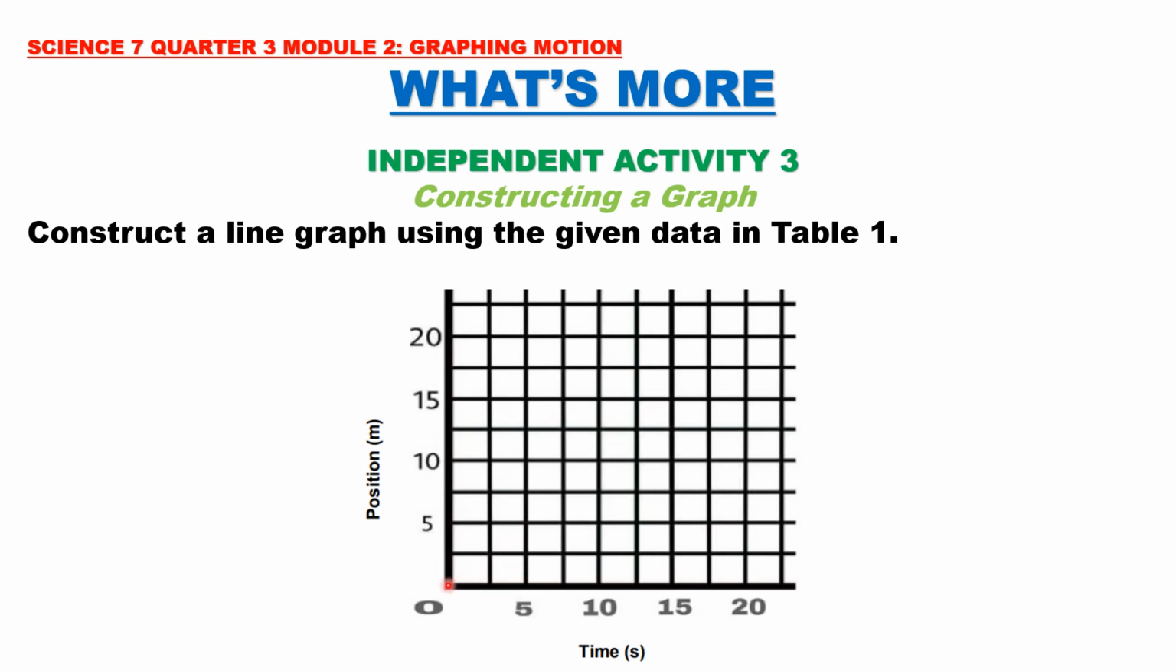So at 0 seconds, 0 meters. Plot. At 5 seconds, 5 meters. Next, at 10 seconds, 10 meters. Next one, at 15 seconds, 15 meters. And then at 20 seconds, 20 meters. Then connect all the points with a straight diagonal line.